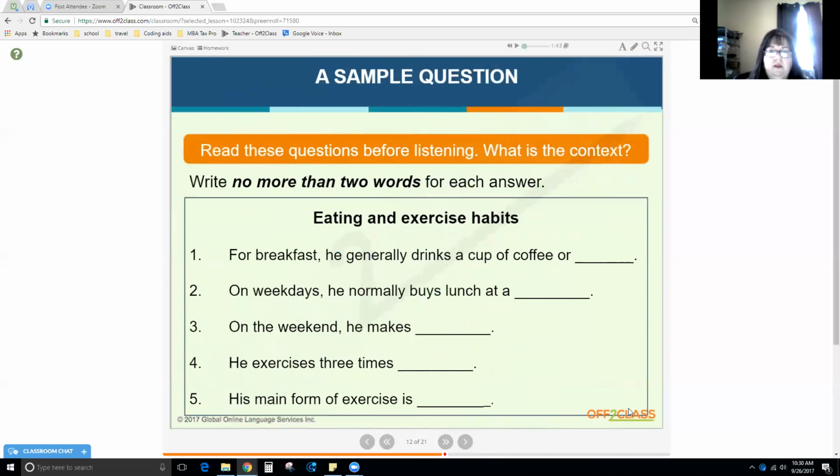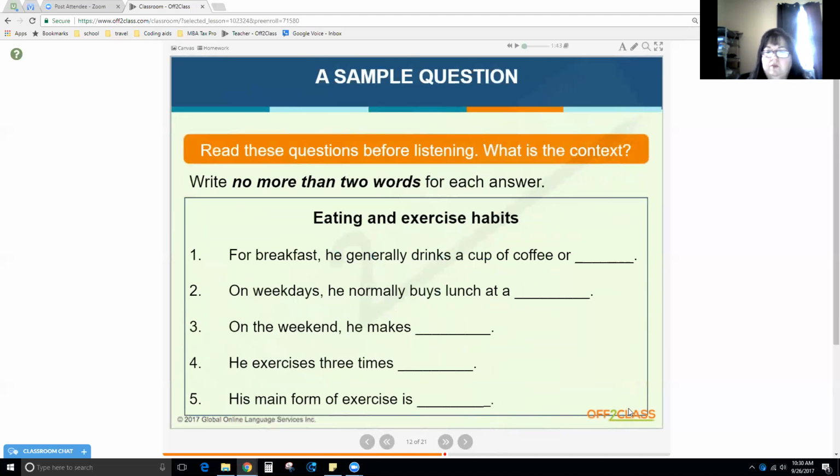All right. So we're looking for the context. And each answer will be 1 or 2 words. So as we listen, see if you can hear the context and see if you can catch the answers.